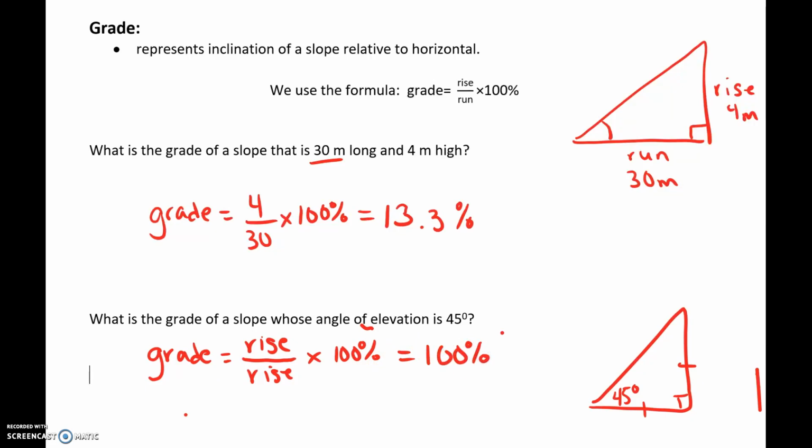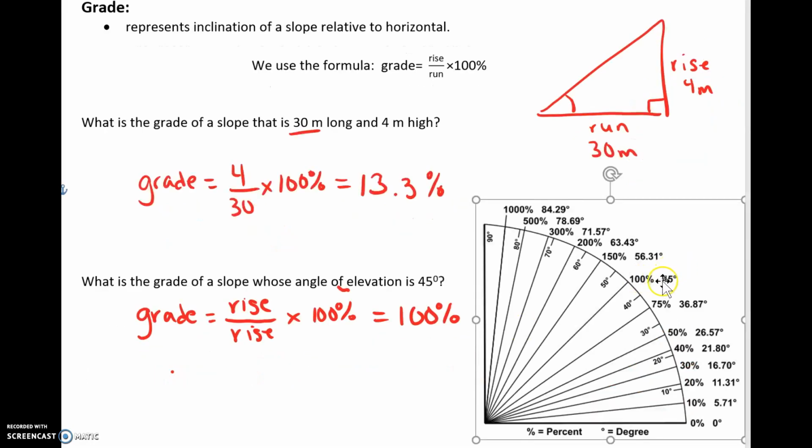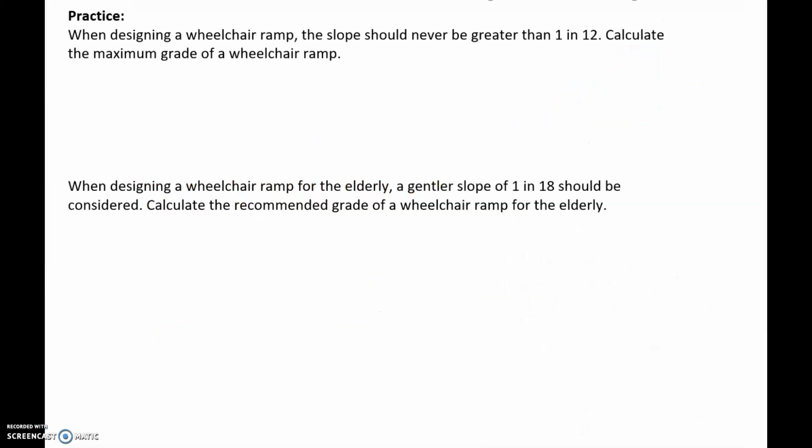The diagram that follows will describe how different angles can be converted into grade. An angle of 45 degrees is 100%. Any angles less than 45 degrees are less than 100%, and any angles more than 45 degrees are more than 100%. In the following questions, remember the formula. Grade is equal to rise over run times 100%.